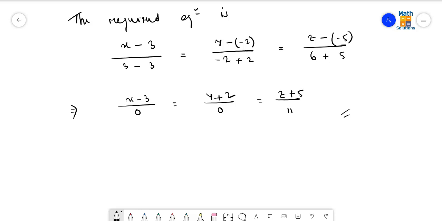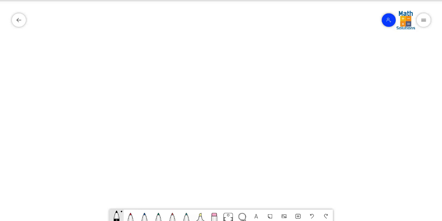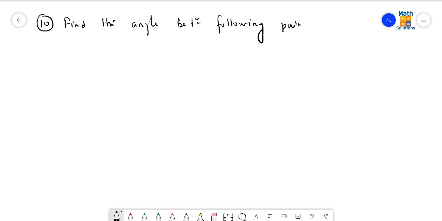Now coming to the next question. Next question is question number 10. So in question number 10, what do I have to do? Find the angle between the following pairs of lines. So in this question there are two parts. Two similar questions are given, Roman 1 and Roman 2. So I will be solving only one. On that basis, the second one can be done.